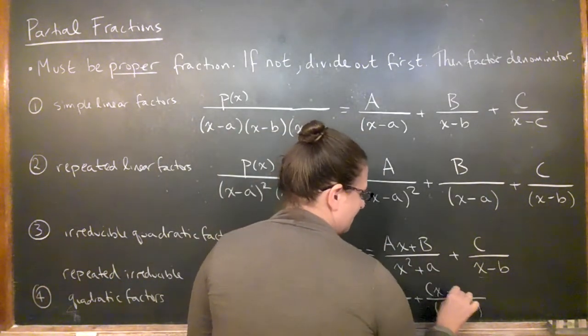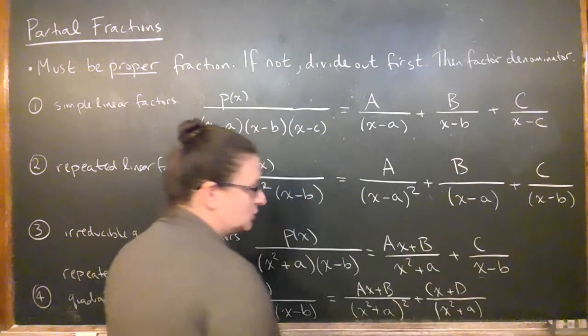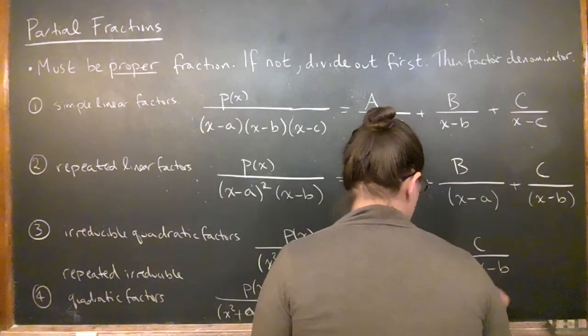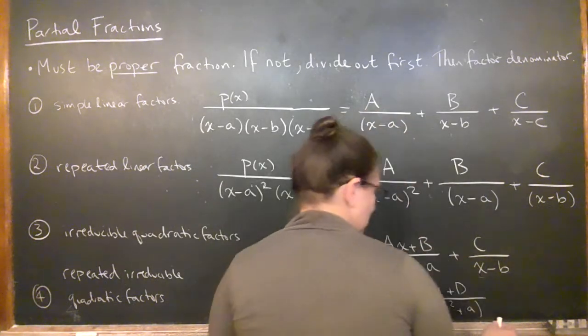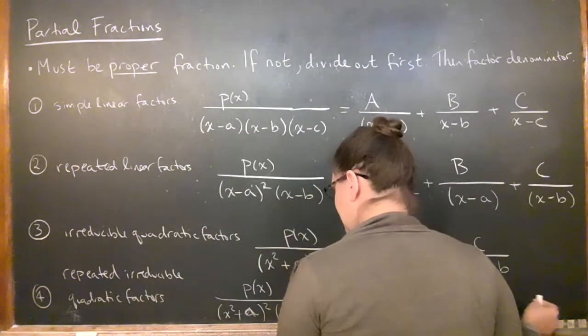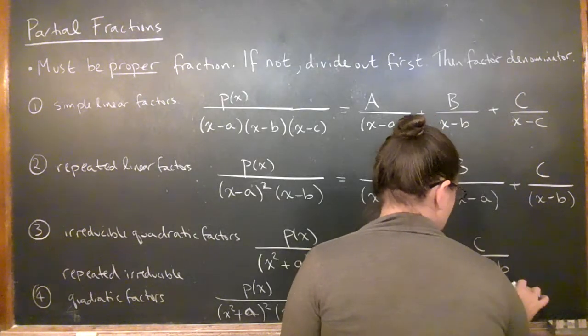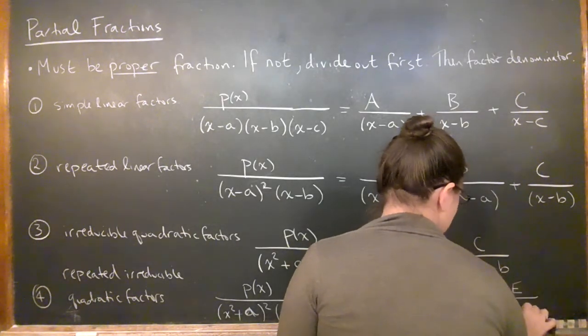But we don't want to write ax plus b twice because we don't want to use the same letter. So some people write a1, b1, a2, b2. Some people just write a, b, c, d, e, f, g, h, whatever. X minus b.